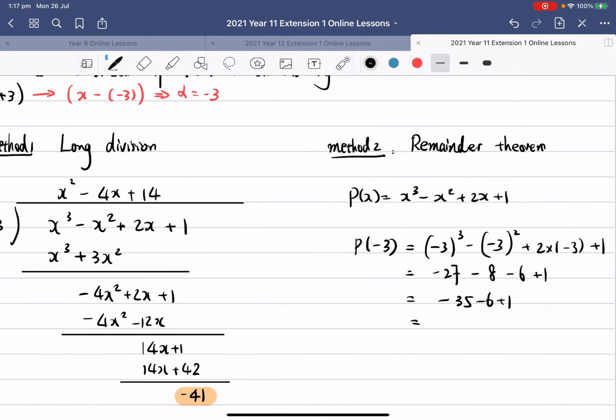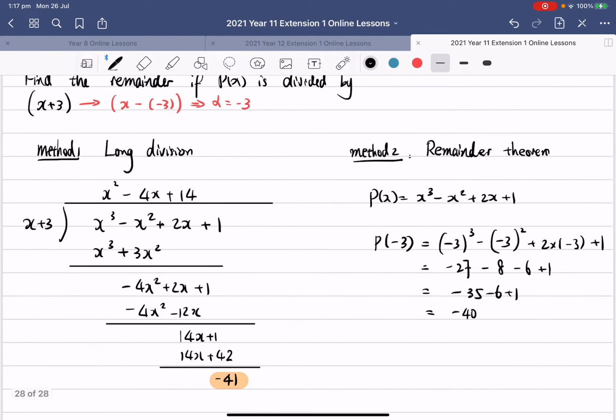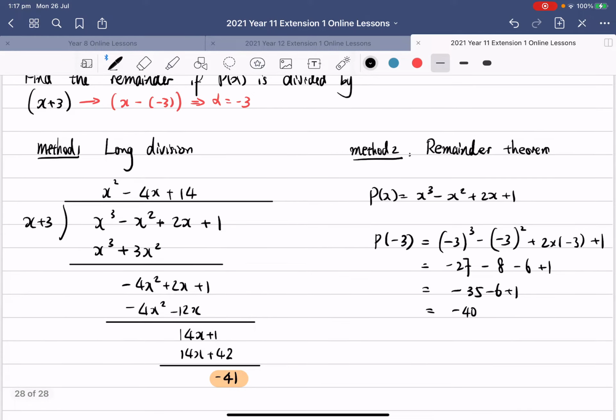Very interesting. Let's see what's the answer here. I don't think I've got the right answer. Okay, that's minus 40. That's interesting. Where did I make this mistake here? Very interesting. Okay, so let's try one more time. Minus 27, minus... Oh, yep, I made a mistake.